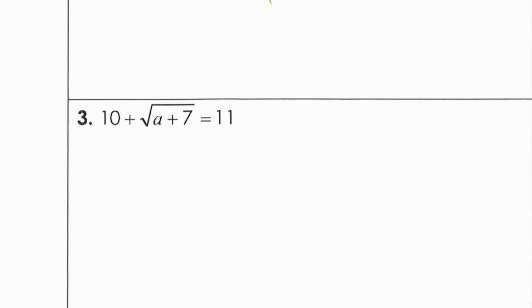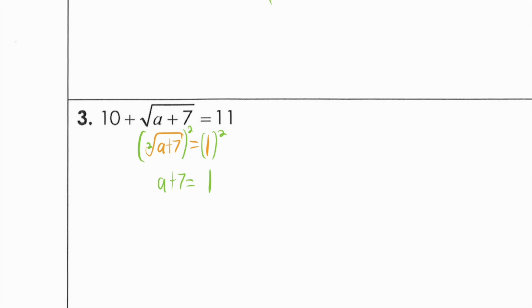On to number 3, this time a plus 7 is all underneath our radical, so we have to isolate all of that, meaning we just have to subtract by 10 before undoing our radical. So I will get the square root of a plus 7 equals 1 after I subtract by 10 on both sides. Now to undo the square root, I square. Remember, if you don't see an index here, you assume it's a 2. And a square on the other side as well, giving me a plus 7 on the left, whatever's inside the radical, even if it's multiple terms, and 1 on the right.